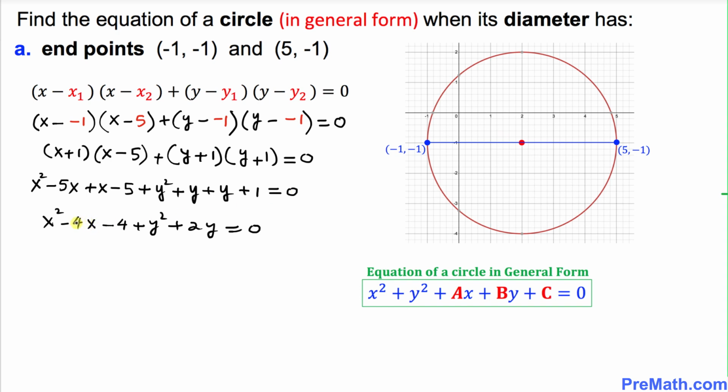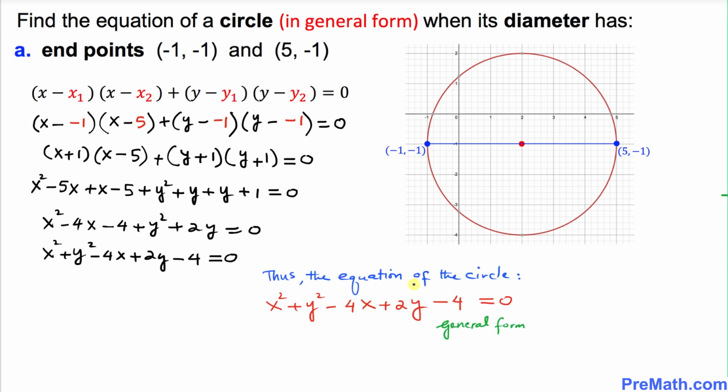And now we want to put this equation in general form, and here's the equation of a circle in general form that looks like x squared plus y squared plus ax plus by plus c equal to 0. So I can rearrange this equation and write it as x squared plus y squared minus 4x plus 2y minus 4 equal to 0. Here is the equation of our circle in general form, and that is our final answer.